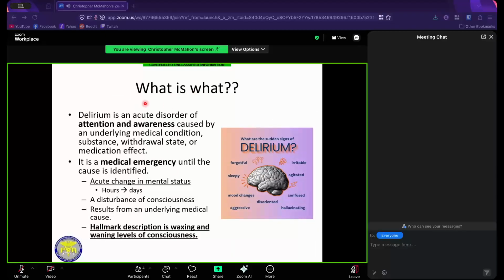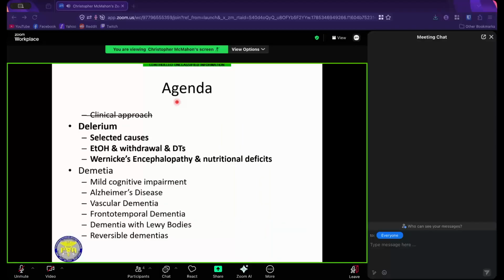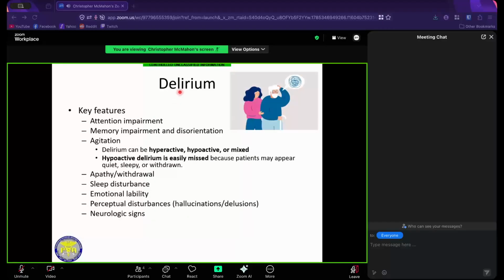Right, delirium, I think this is just kind of a once over again. Hallmark is waxing, waning levels of consciousness. I'm repeating the same things here. All right, so now we're going to go into delirium and the selected causes, the things that actually fit under that, because delirium's great. We've got to identify the cause because then we can reverse some of the cause. Things that are different: attention impairment, got it.